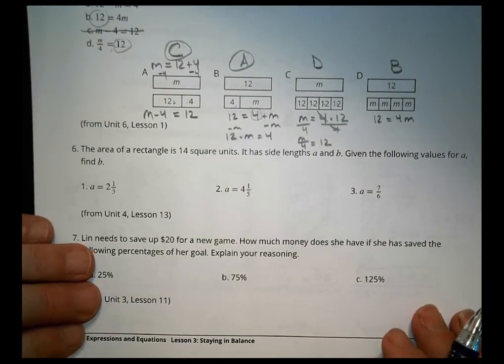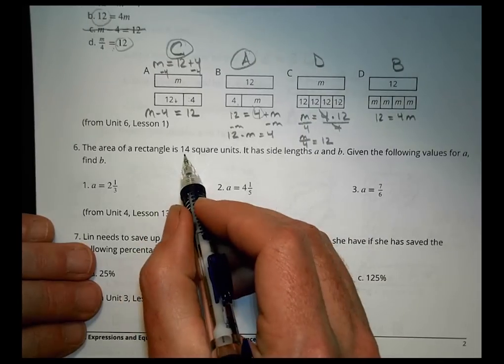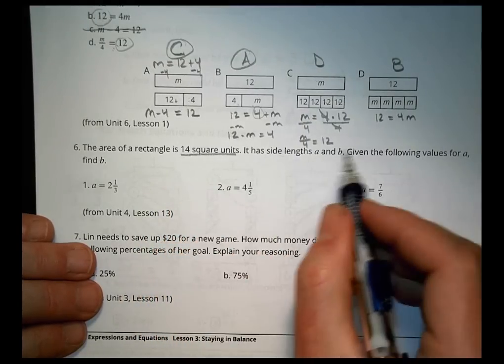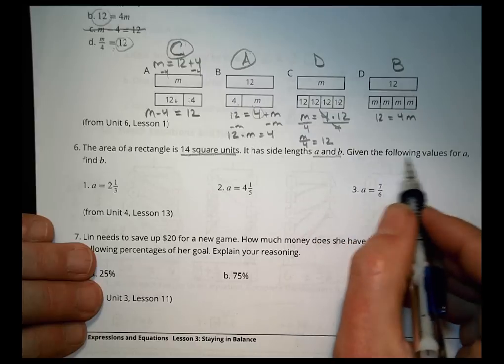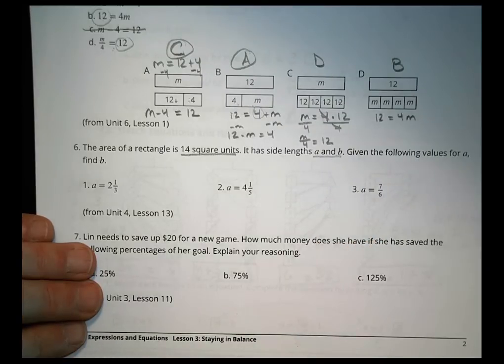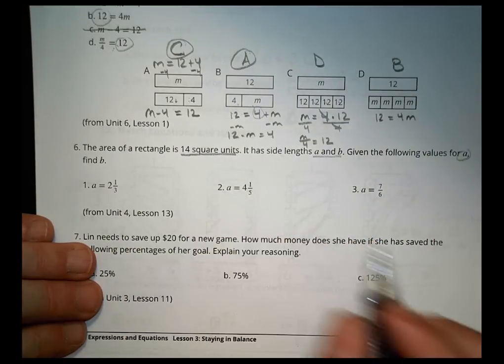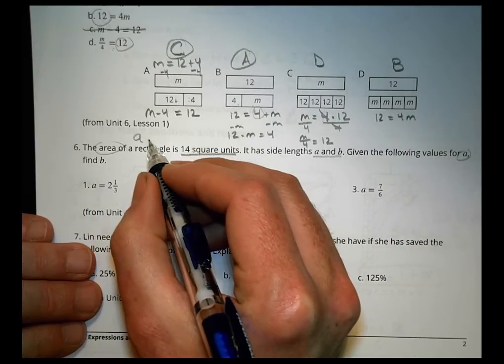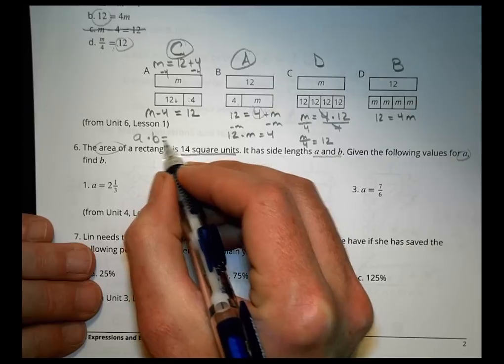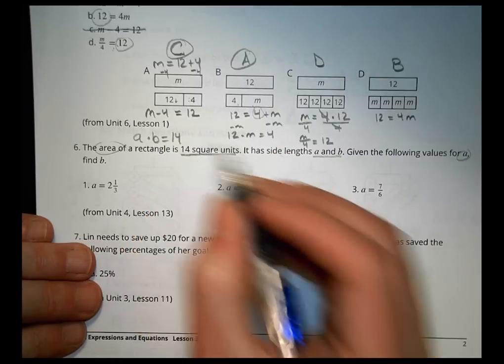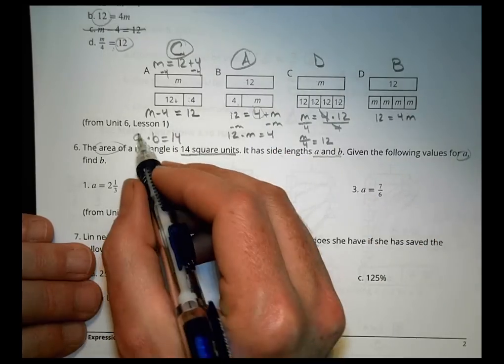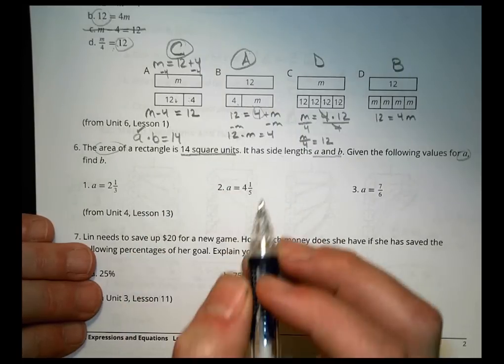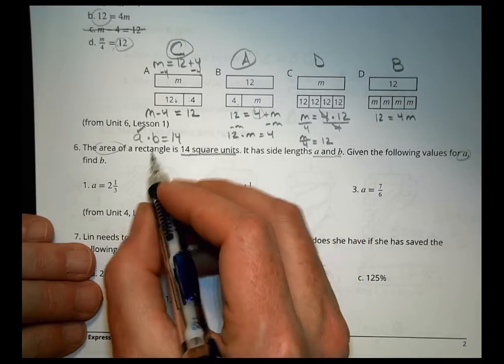Alright, number 6. It says the area of a rectangle is 14 square units, has a side length of A and B. Given the following values of A, find B. Okay, so the area of a rectangle is found by doing what? Multiplying. A times B is going to equal 14. And what they're giving us every time is the value of A, so we can find the value of B.